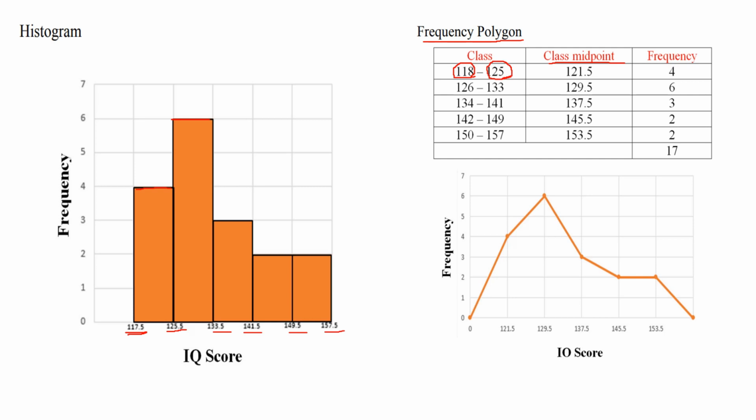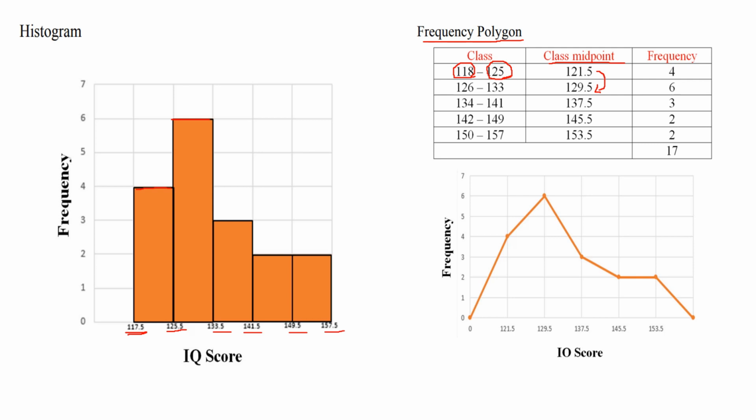Then we have a class width of 8. So you can add 8 for the next midpoint. 121.5 plus 8 will be 129.5. Then plus 8 will be 137.5. 137.5 plus 8 is 145.5. Like that you can get them. So take the class midpoint on the x-axis and the frequency on the y-axis.